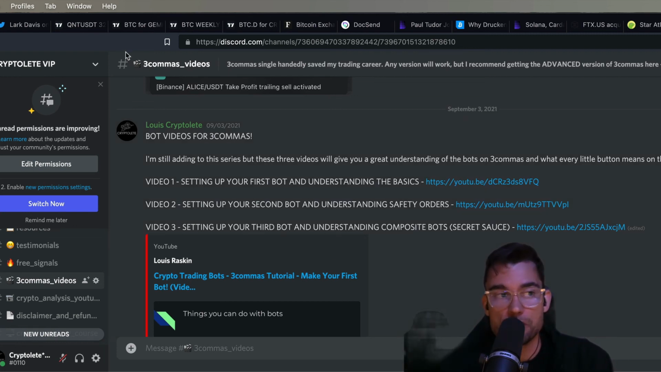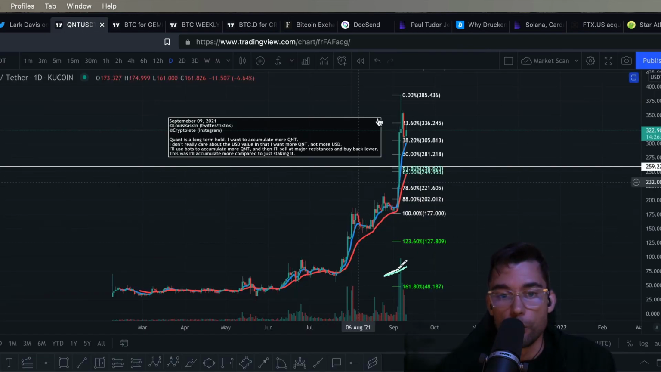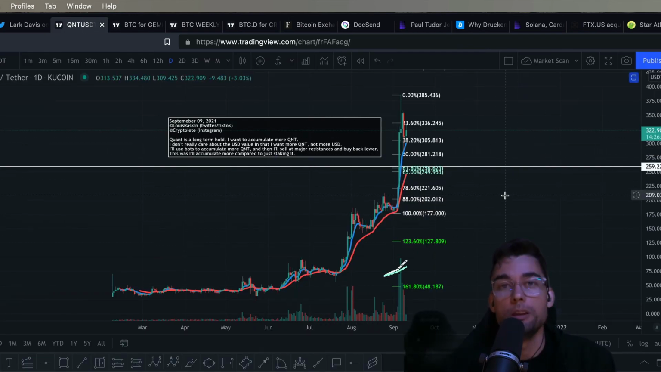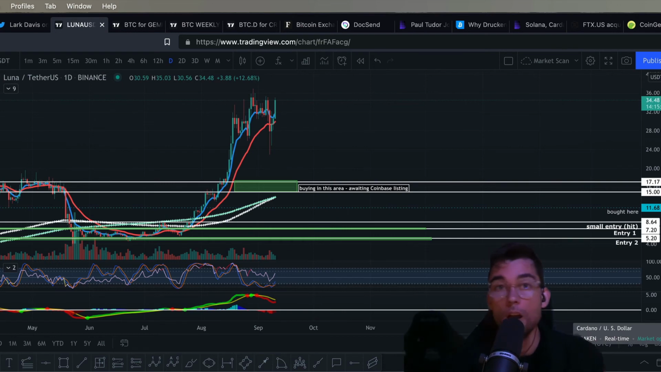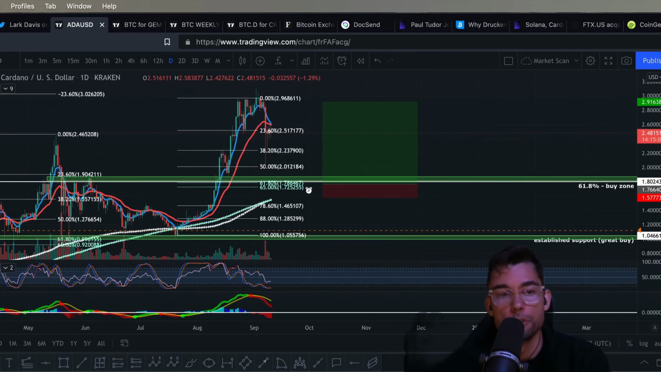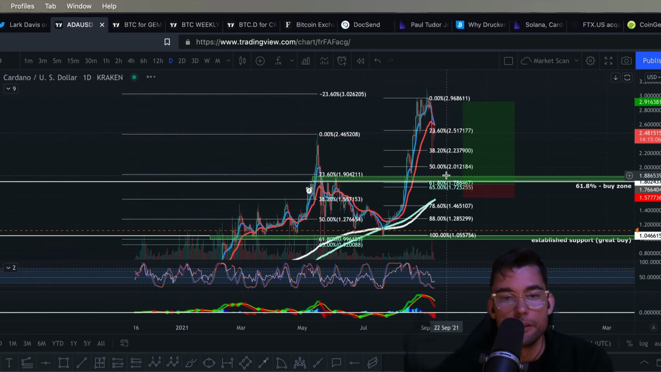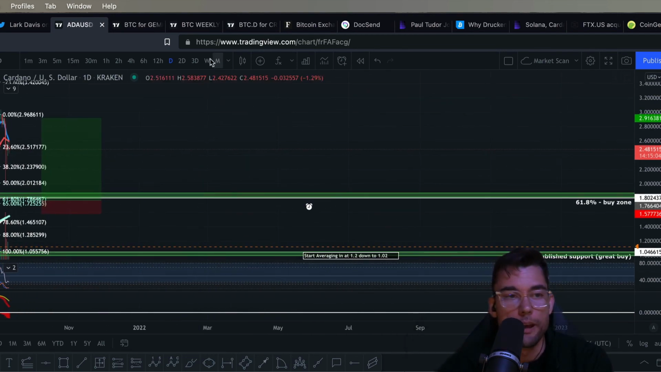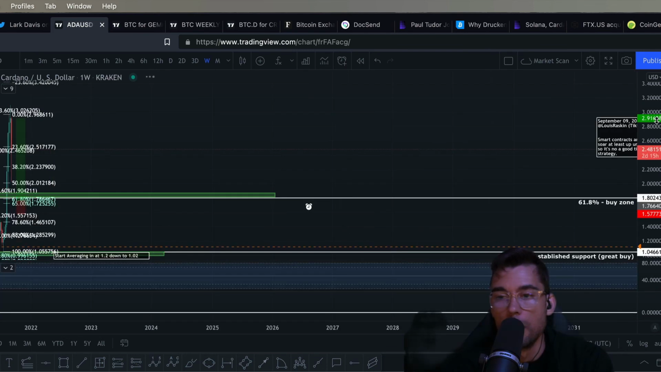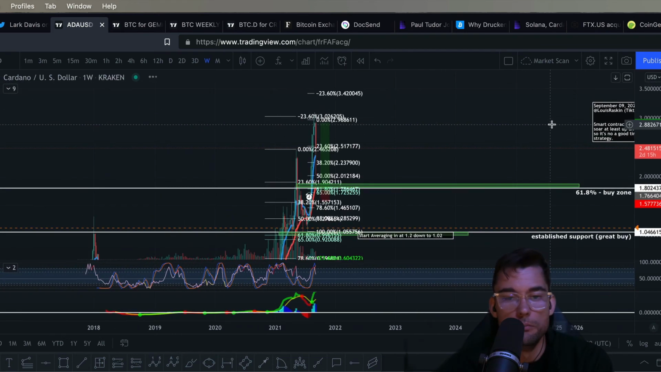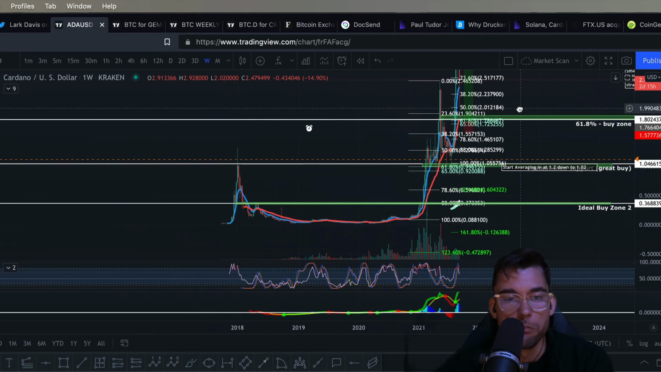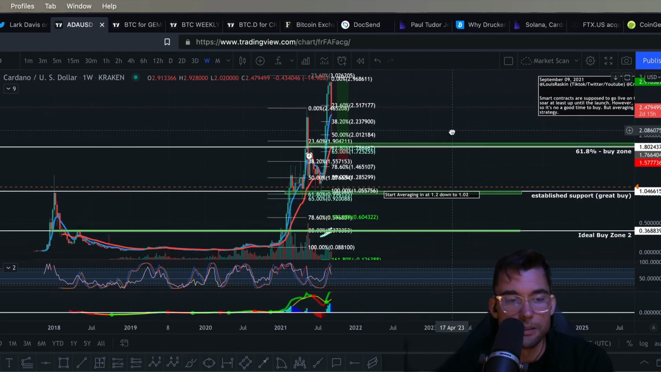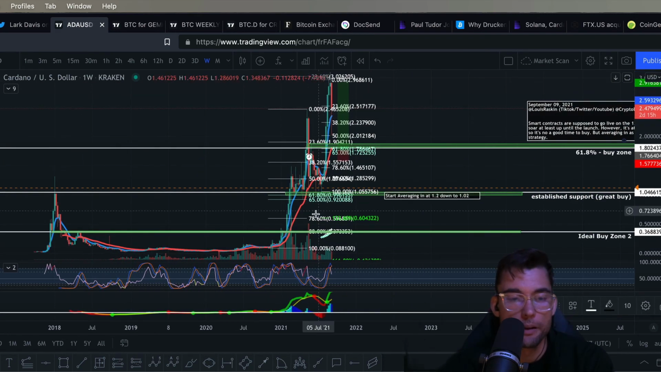And this is what I use for Quant to accumulate more Quant. So moving on from Quant Network, we could go to Cardano. And Cardano is one that has done extremely, extremely well. It could possibly go up higher, but 1, 2, 3, 4, 5. This actually sort of looks like a five wave, to be honest.